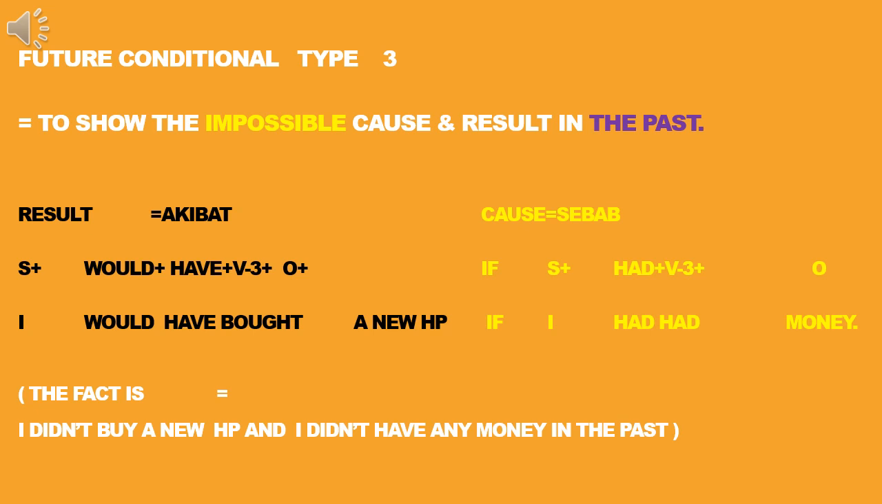Here, I is the subject, would come from the modal, have bought come from the perfect, a new handphone is the object. If is a conjunction, I come from subject, had come from formula, had the second come from past participle verb 3, and then money is the object. So this is a future conditional type 3 formula.